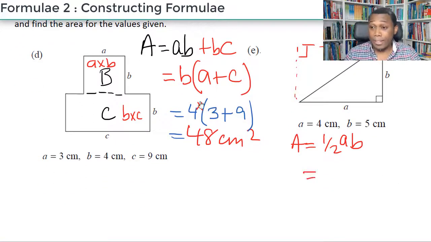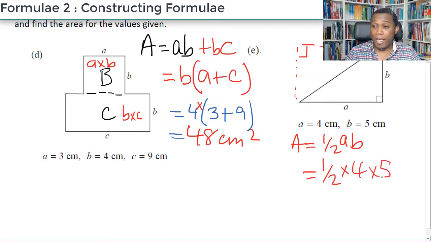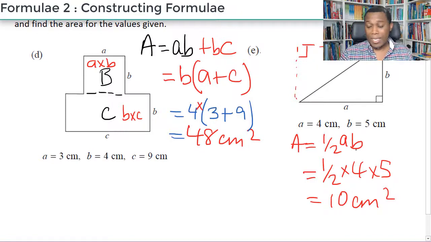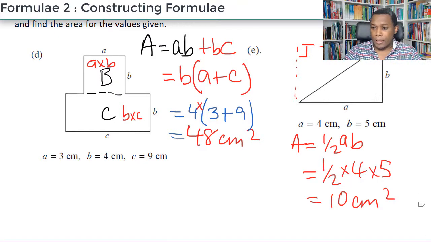We have, doing our substitution, a half multiplied by 4 multiplied by 5. 5 fours are 20. Half of 20 is 10 centimeters squared. So a half AB, half of the area of the rectangle. The area of the rectangle would have been AB in this case. Half of that is the area of the triangle. That's what we substituted in. Let us move on. That's question number 4.